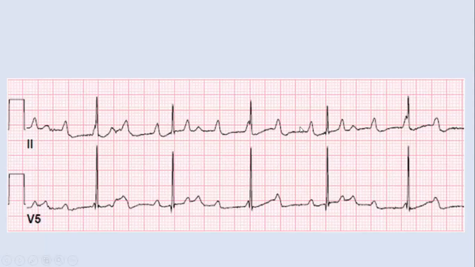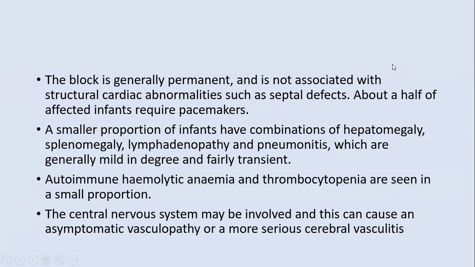So this is an image of complete heart block. You can see that the P waves and the QRS complexes are totally dissociated from each other. So both of them are producing independent impulses. The block is generally permanent, not associated with cardiac abnormality like septal defect, and half of the infants require pacemakers.